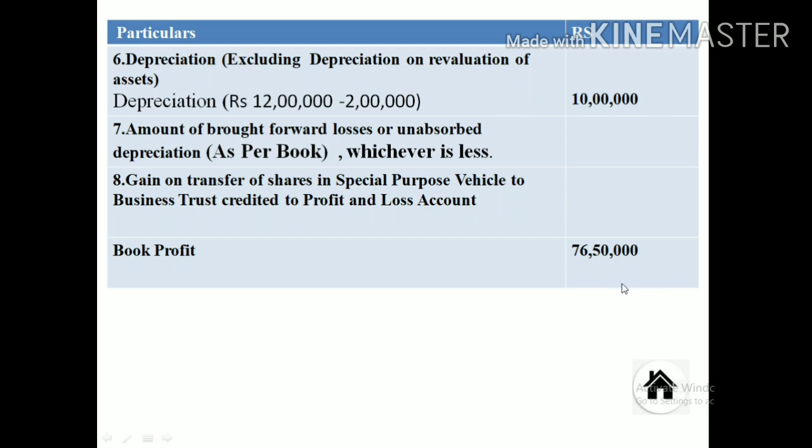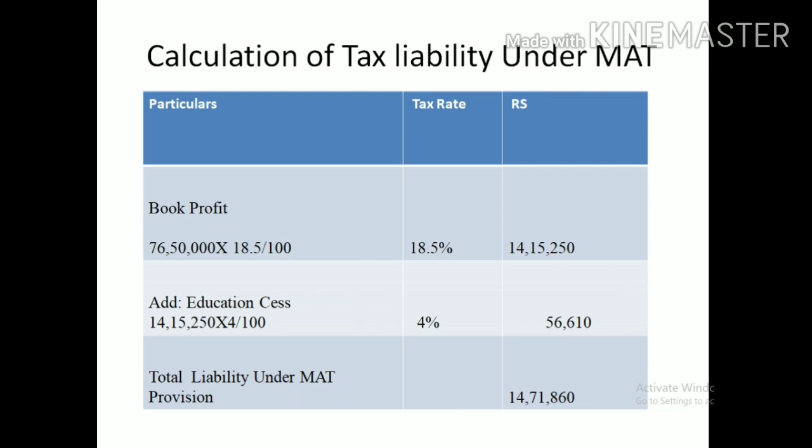When you deduct these items, you will get 76 lakhs 50,000. On this, calculate the tax liability as per MAT provision, that is 18.5% on 76 lakhs 50,000. You will get 14 lakhs 15,250. The education cess at 4% is 56,610. The total is 14 lakh 71,860. This is the calculation of tax liability under MAT provision.